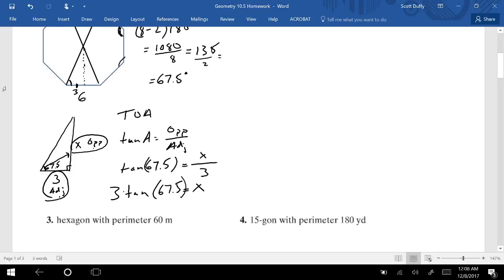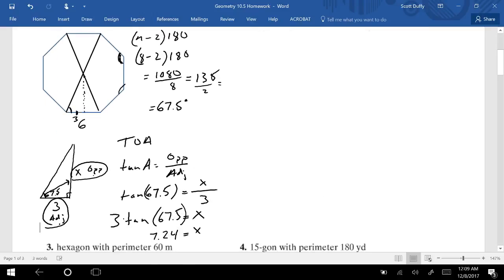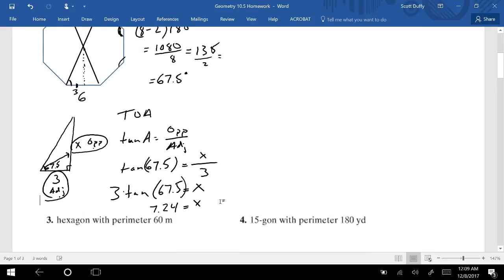A lot of work just to find that apothem. But that's what we'll get when we do that in the calculator. 3 times the tangent of 67.5 equals 7.24. Now that I have the apothem, I have to use that in my equation.